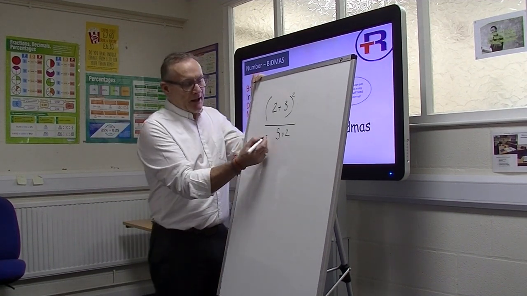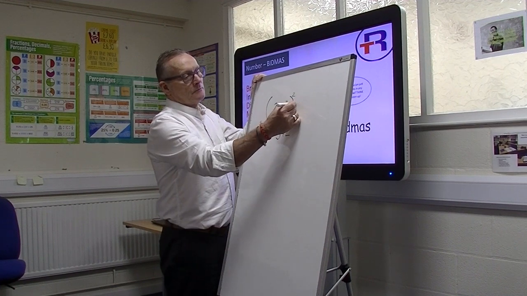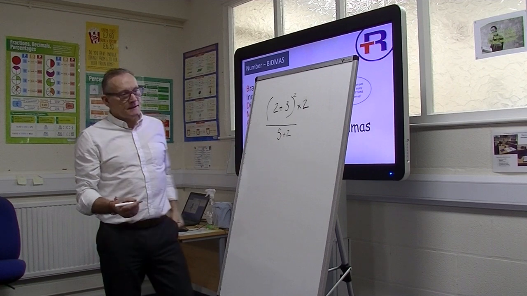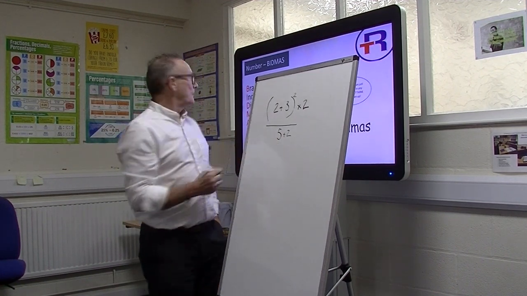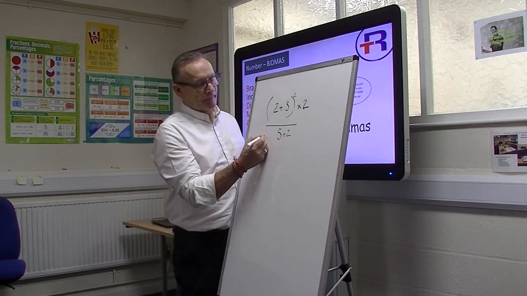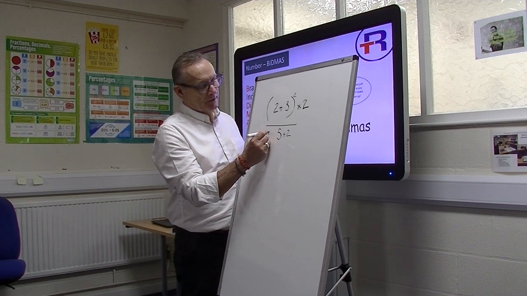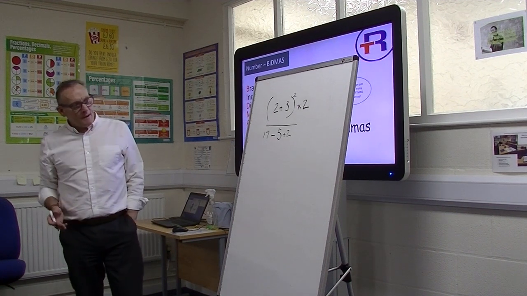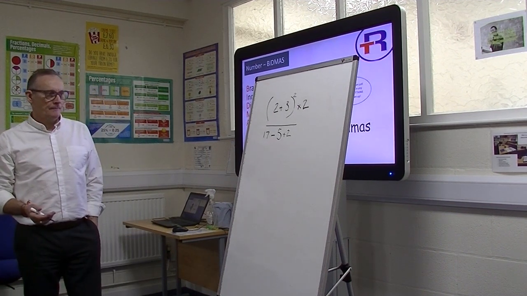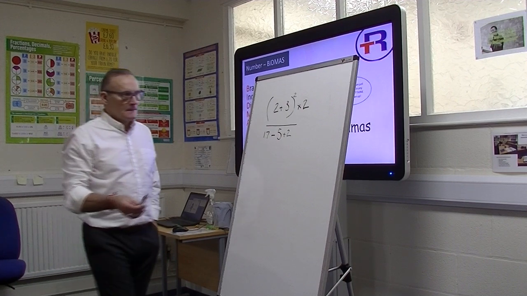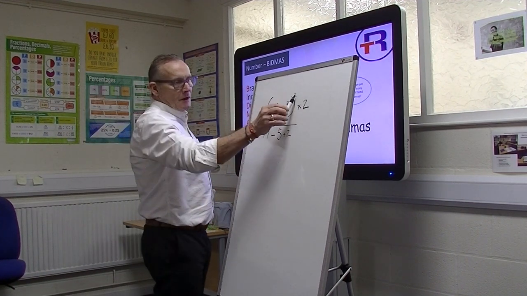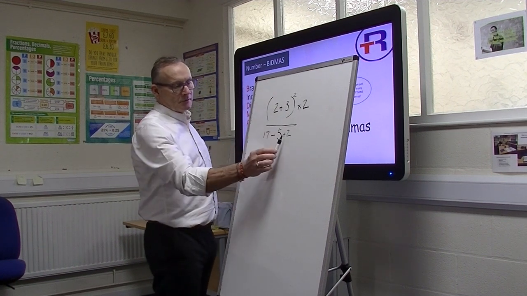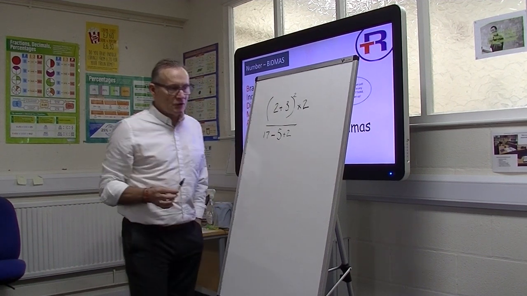Then you've got the multiplication rule. So let's do that. And then A stands for addition, so we've got an addition in there, and subtraction. Then we've got a subtraction, so there we go. So there's a bit of everything now in that particular sum. We've got a bracket, an indices, a division, a multiplication, an addition, and a subtraction.